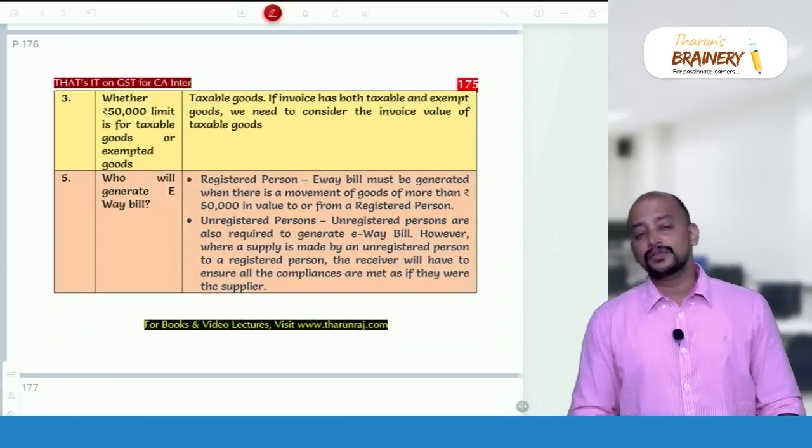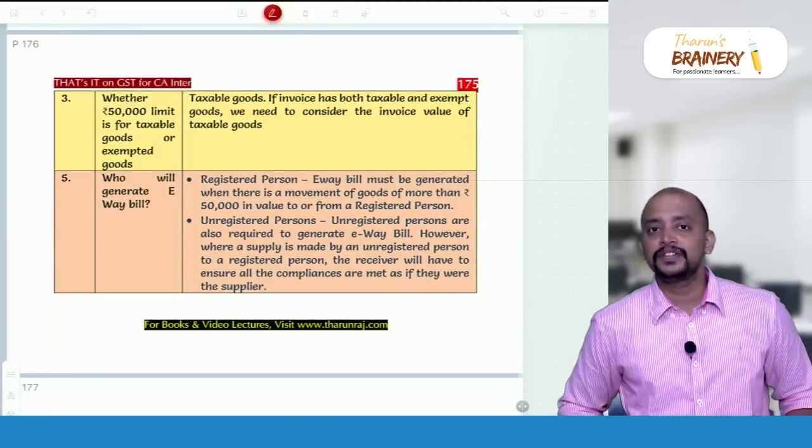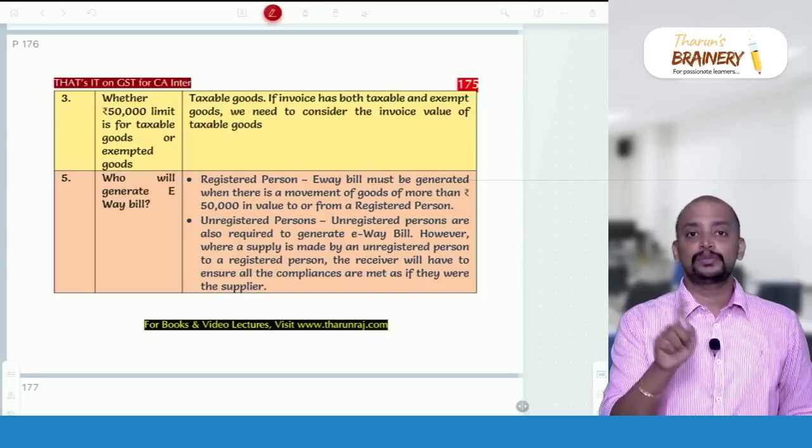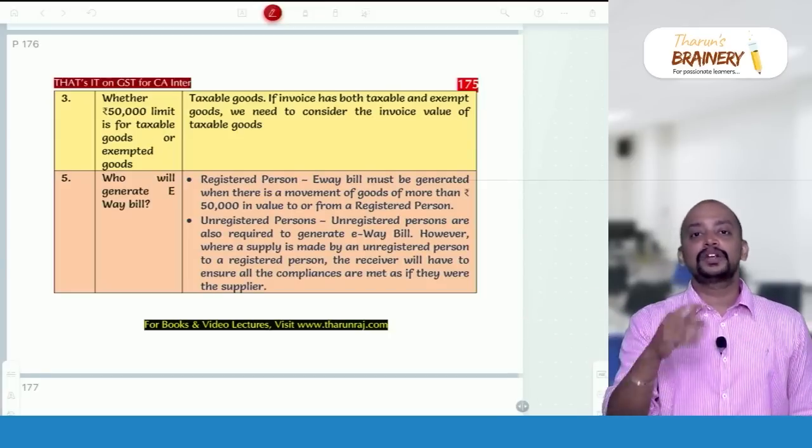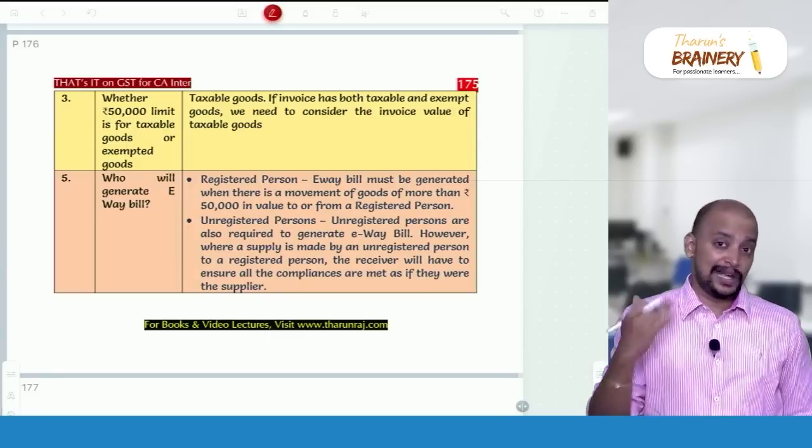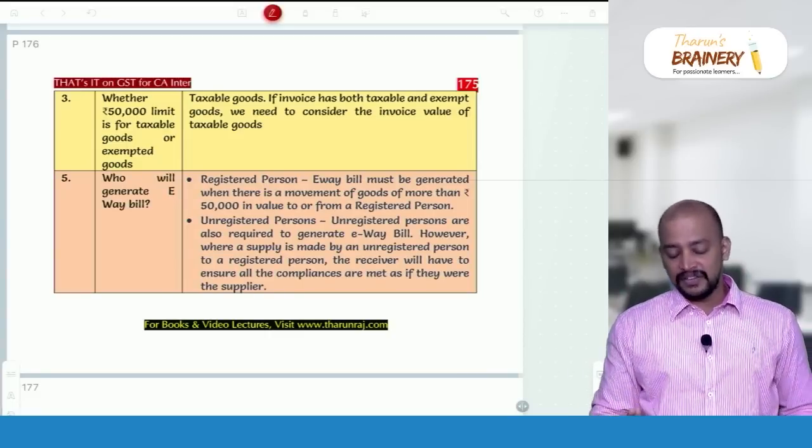Then whether the 50,000 limit is for taxable goods or exempted goods: only for taxable goods. If a document contains both taxable goods and exempted goods, take out the exempted goods, see only the taxable goods, and if the value exceeds 50,000, then e-way bill is required.